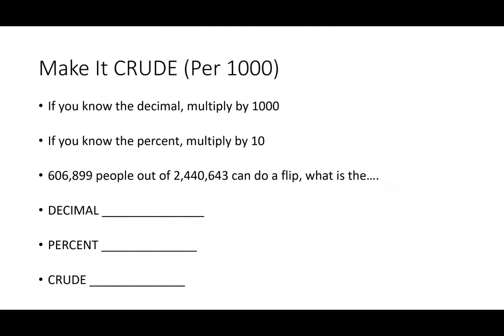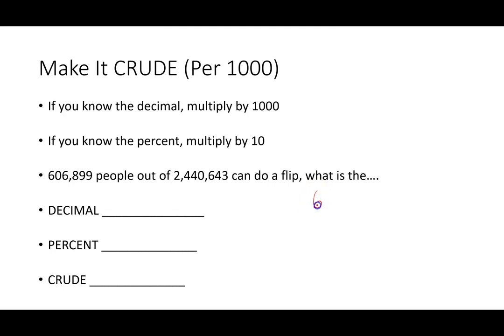What if I want to make it a crude value? Now, a crude value is basically how many people per 1,000. And this is what you're going to do when you talk about large numbers, when you're talking about large populations. So now we have a couple of scenarios here. So let's do the math again.